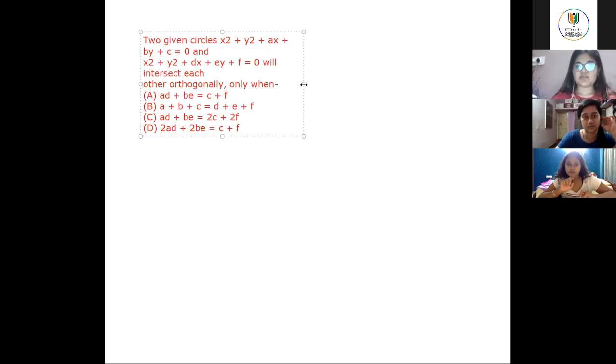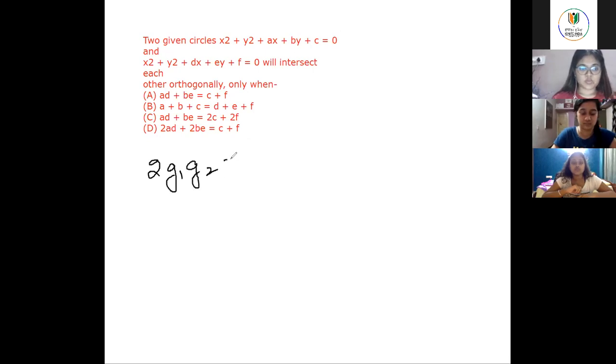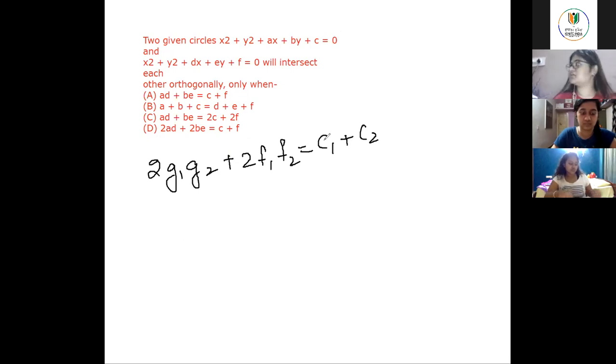Nobody has revised circles. Why so? It should be done by now, no? So the condition of orthogonality is 2G1G2 plus 2F1F2 is equal to C1 plus C2. Only Sanjana has revised circles. She has done all the questions in circles. Nobody else has done.